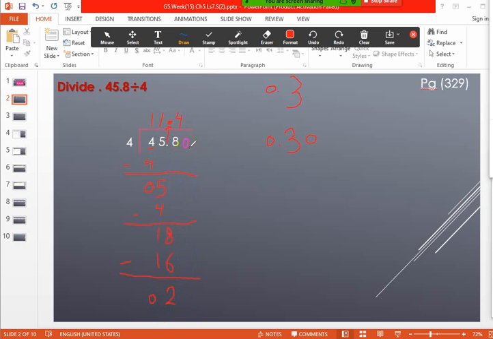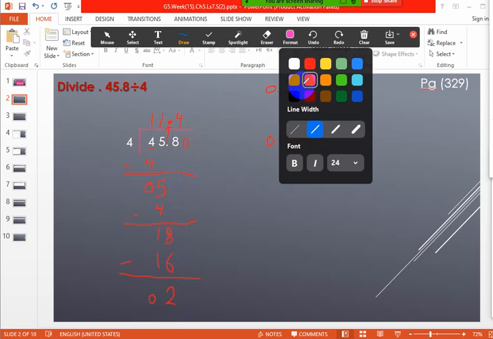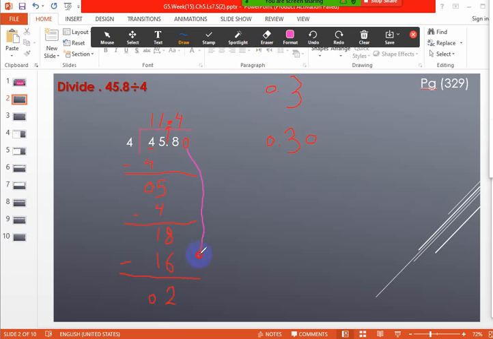So that means I will take this 0 now down and put it next to the 2. So the number will be 20, and this number I can divide by 4, of course. So 20 divided by 4 equals what? What is the number that I will multiply by 4 to get 20? Of course, it will be 5, because 5 multiplied by 4 equals 20. So I will put this 5.